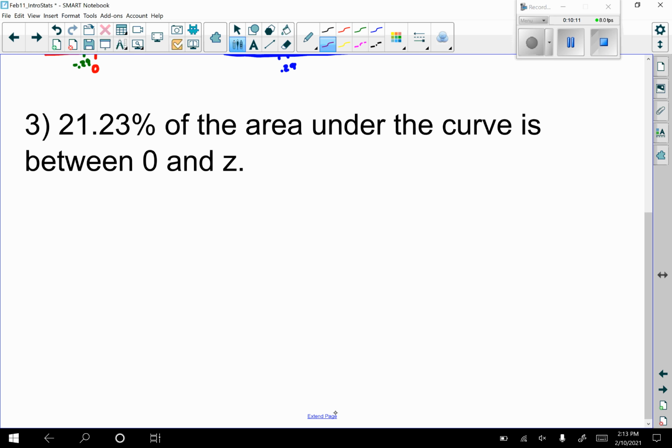All right, now let's take a look at number 3. 21.23% of the area under the curve is between 0 and z. So let's start by making a sketch first. Now, if I have 0 coming first here, that means z is going to be somewhere over here. If I said z and 0, that means my z would be to the left of 0. So one thing that's going to help us out, I'm going to look at this as two sections.